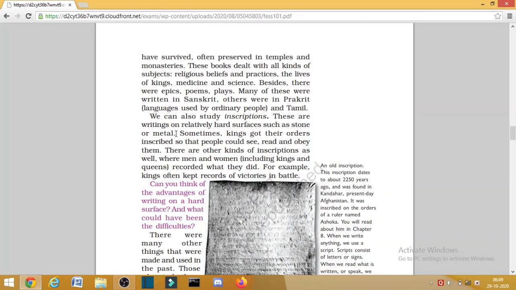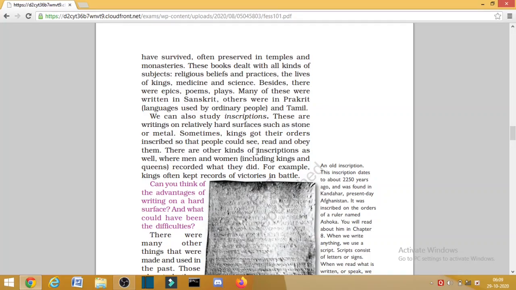Sometimes kings got their orders inscribed so that people could see, read, and obey them. Whose king comes after whom, they sing. It was inscribed so that people could see, read, and obey them.